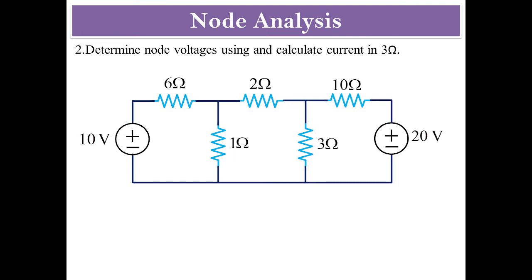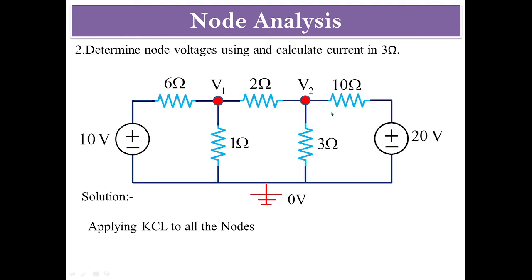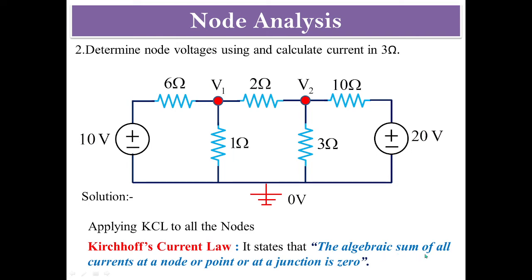Let us introduce now node analysis. Node analysis is a technique which is going to be employed based upon KCL. So you have to identify the node points first. For this particular circuit, these are the node points where you can have node 1 with voltage value V1, node 2 with voltage value V2, and a reference of 0 volts. So we can define KCL at these particular nodes: the algebraic sum of all the currents at a particular node, or a point, or a junction, is 0. So apply the KCL at these node points in order to get the solution for node analysis.